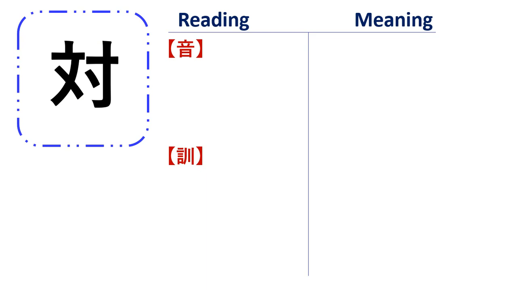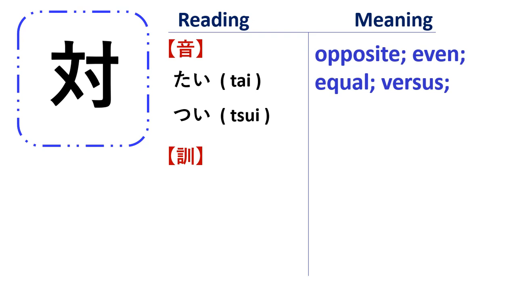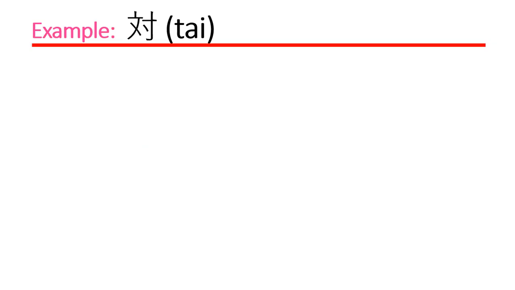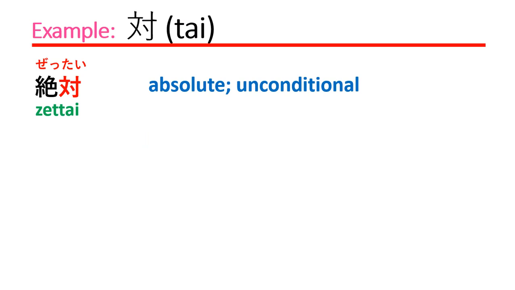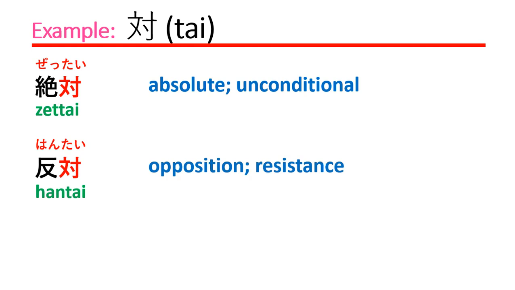The next we are going to learn about this kanji. This kanji has the reading of tai, or you can read tsui or tai. It has the meaning of opposite or even or equal or versus. It has many meanings, but you have to remember it means versus or opposite. Anti, compare. Now let's see some samples. Zettai, which means absolute or unconditional. Hantai means opposition or resistance.